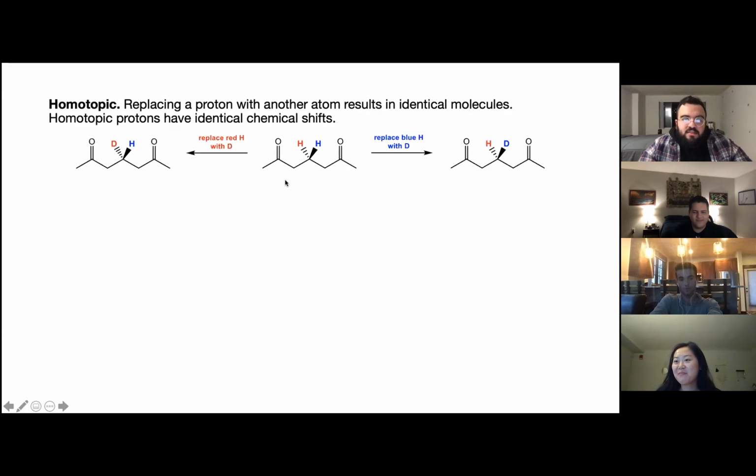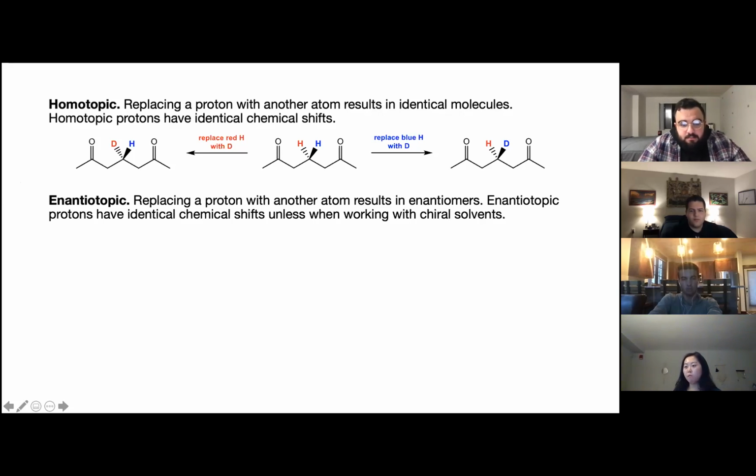So here's an example of how that will look. Let's say we're starting with this compound in the middle. If I replace that red proton with deuterium, I get this compound. And if I replace the blue proton with deuterium, I get this compound. Notice that here I'm not creating a new chiral center. If I were creating a new chiral center, then it would usually be enantiotopic or diastereotopic. But because I'm not initiating any stereochemistry here, this would be homotopic. I can certainly flip this molecule to get this, so they are identical.